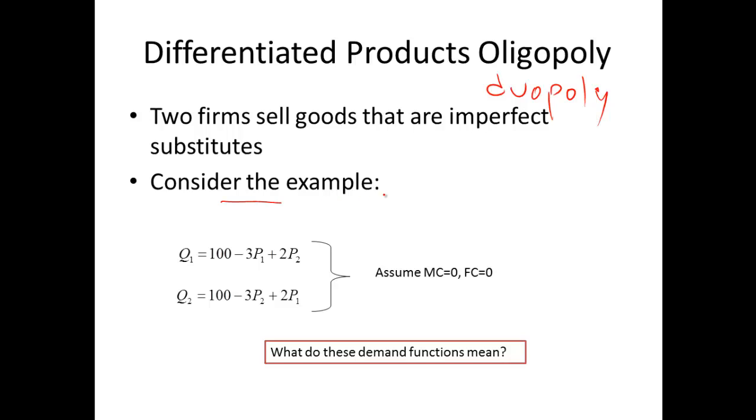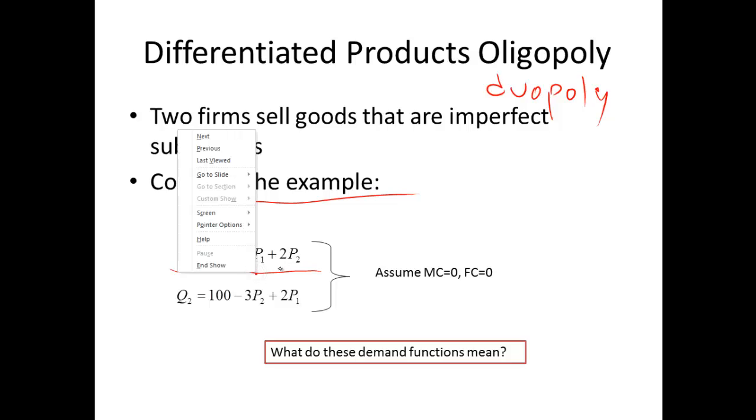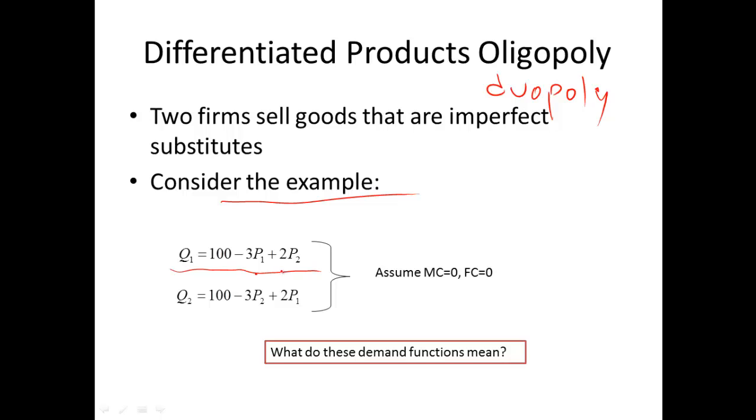Now let's consider the following example. It's a lot like the Dannon and Yoplait example we just entertained, except that the numbers are simplified a bit so that things are symmetric. The quantity of product 1 sold equals 100 minus 3 times the price of product 1 plus 2 times the price of product 2. The quantity of product 2 sold equals 100 minus 3 times the price of product 2 plus 2 times the price of product 1. To keep this simple, let's say that the marginal costs and fixed costs are all 0.